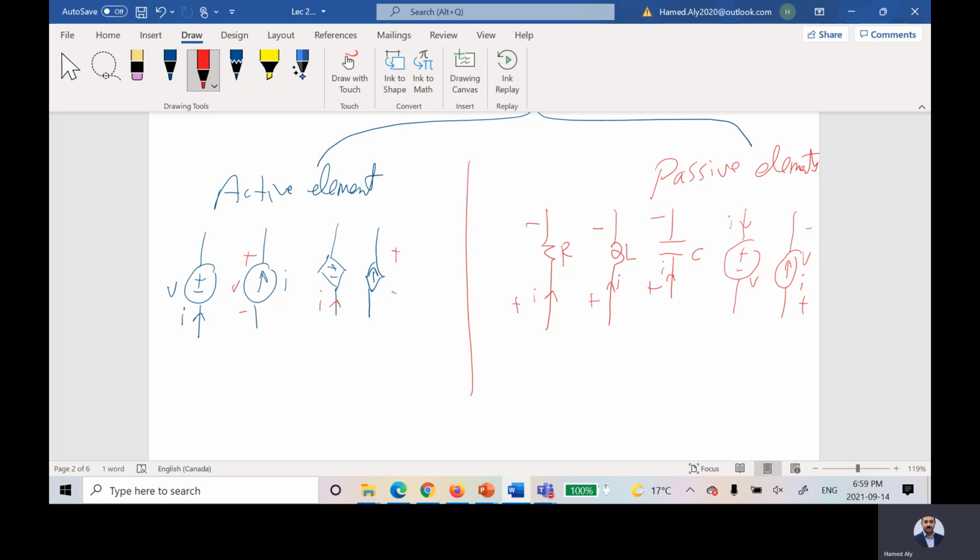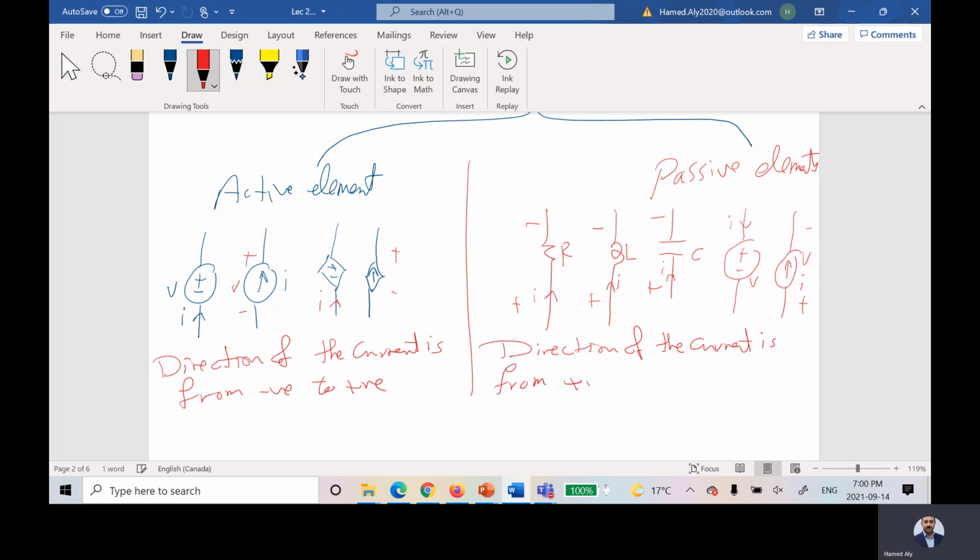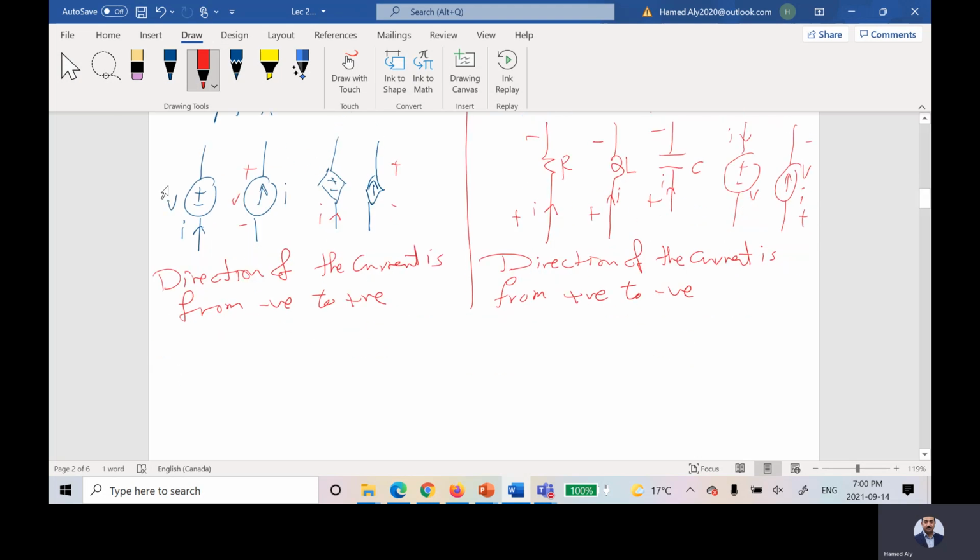But generally speaking, I can say here for active element, the direction of the current is from negative to positive. But here, the direction of the current is from positive to negative. Again, if you are talking about active element, the power is generated. If you are talking about passive element, the power is absorbed.